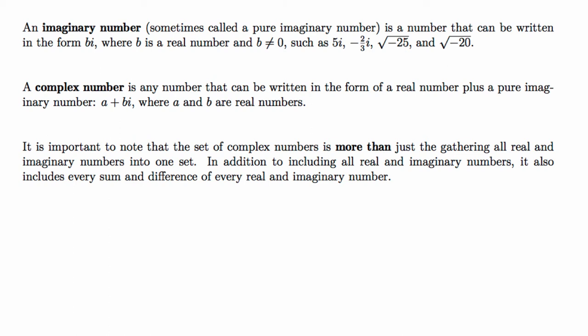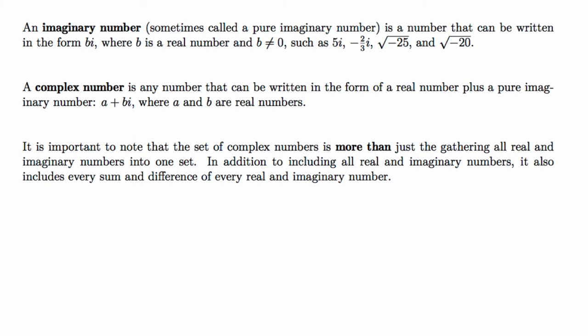So an imaginary number is any number that can be written in the form of a real number times i, again where i is the square root of negative 1. So if it can be written in the form of b times i, where b is a real number and b is not 0, such as 5i, negative 2/3 i, the square root of negative 25, or the square root of negative 20, those are all imaginary numbers. They have a value, they have a meaning, they simply do not exist on the number line.